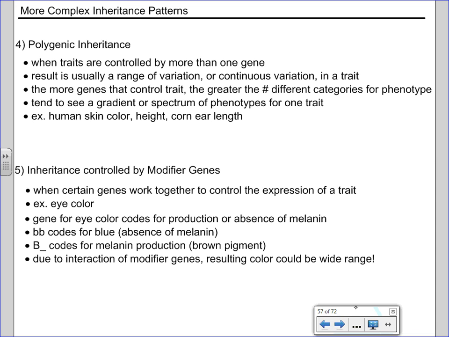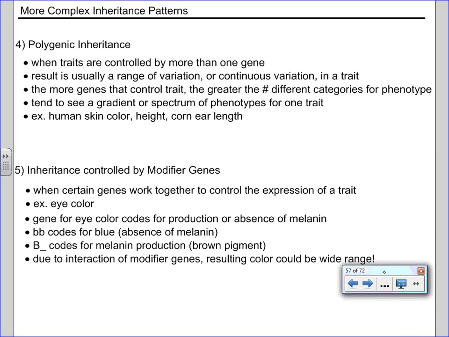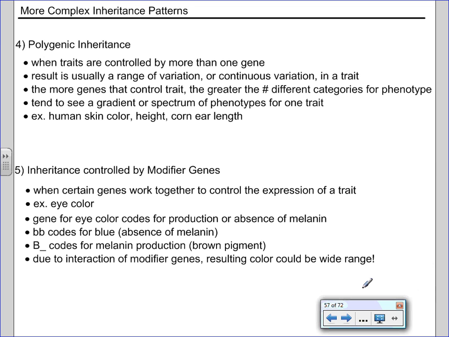Okay, other types of complex inheritance. Polygenic inheritance. If you break this word apart, poly means many, and genic refers to genes. So this is a term given when a certain trait is controlled by more than one gene. The result is usually a range of variation, like a spectrum of what you can see in the phenotypes for the trait.